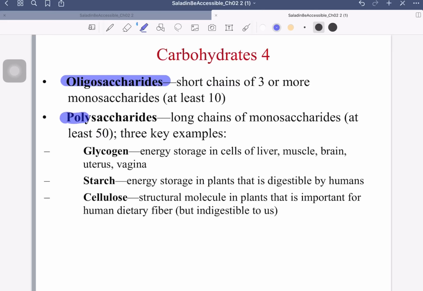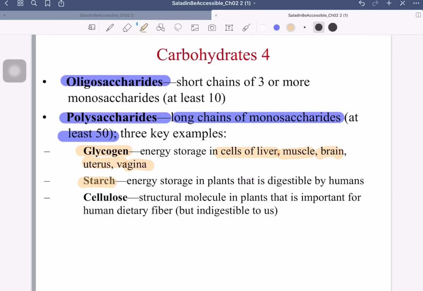Now, a polysaccharide is when we do start to link together long chains of monosaccharides. Here our book says at least 50, some say at least 100, but that gives you an idea. And there's three big ones. There is glycogen. That's the only one that we actually make as humans, and we tend to find it stored in things like the liver, muscle, brain, the uterus, and the vagina. And they're stored there for various reasons, and we'll leave that discussion for later.